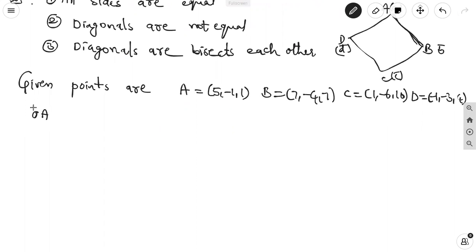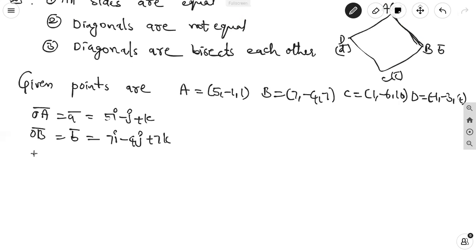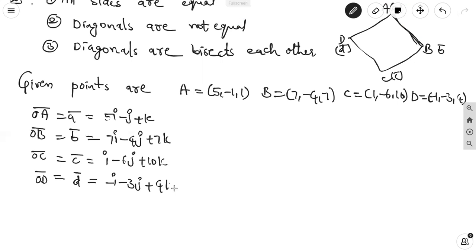So OA is the A vector, that is equal to 5i minus j plus k. OB vector is equal to the B vector, that is 7i minus 4j plus 7k. OC vector is equal to the C vector, that is i minus 6j plus 10k. OD vector is equal to the D vector, that is minus i minus 3j plus 4k.